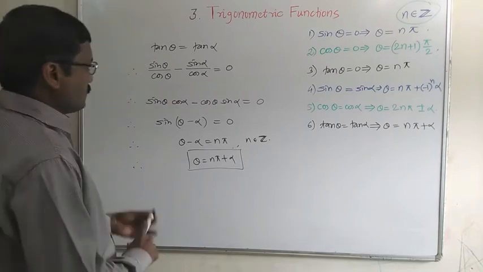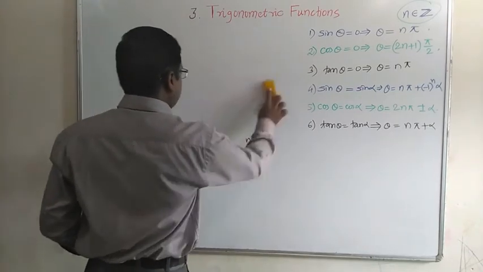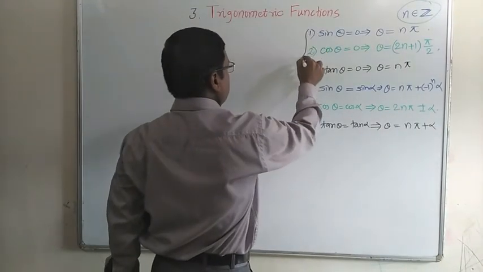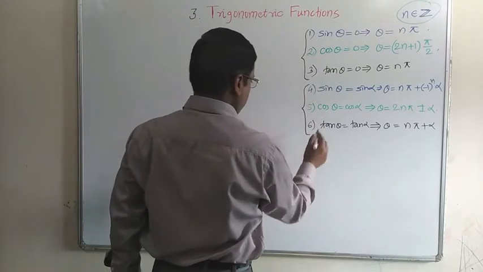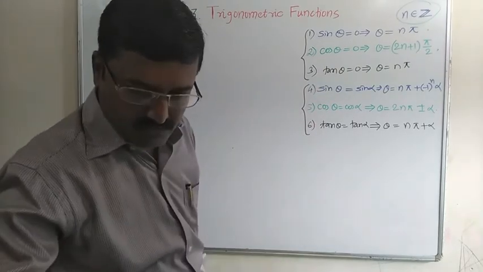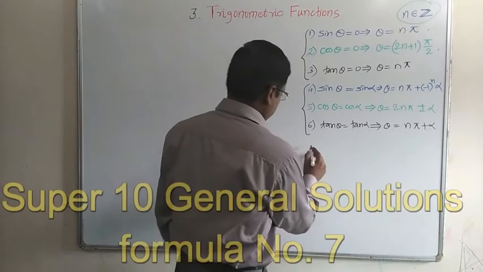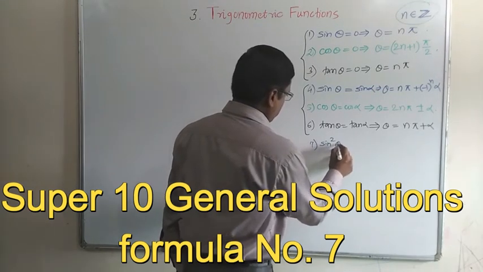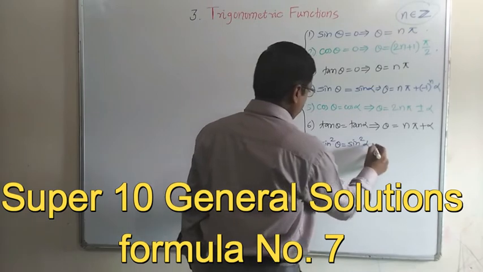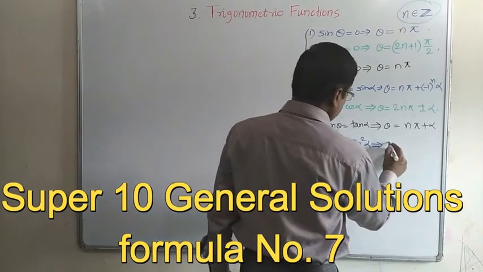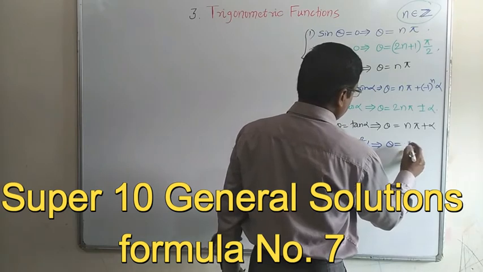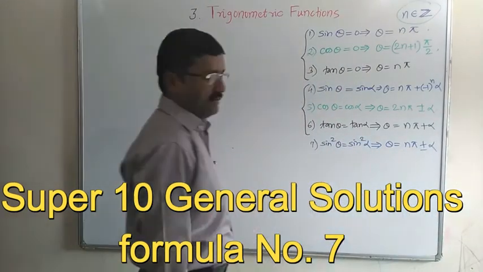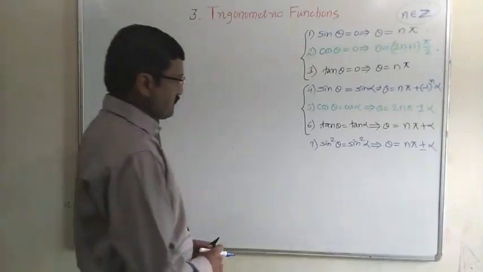Okay, let us move towards the seventh one. In the first situation, let us make groups of these results. This is our first group, this is the second group. Now let us move towards the seventh result, that is sin square theta is equal to sin square alpha. Then we get theta is equal to n pi plus minus alpha.